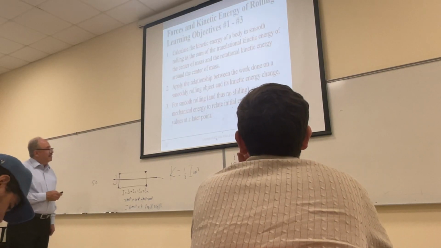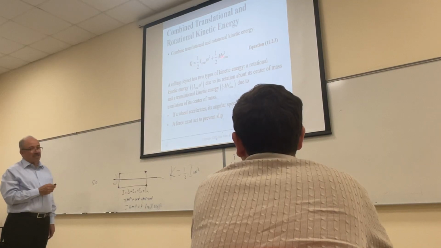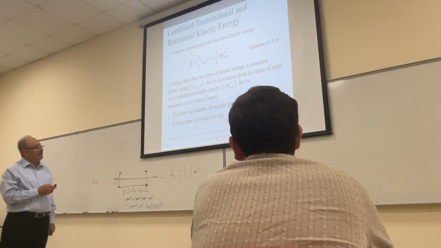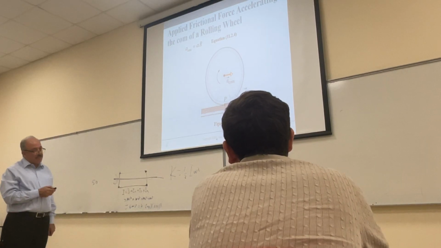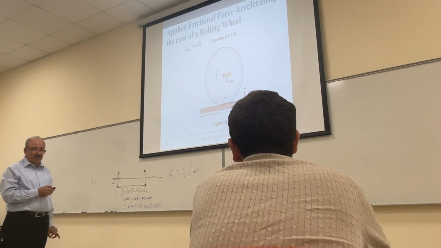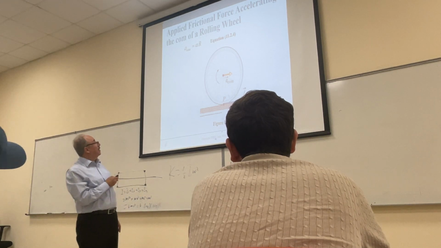Okay, let's quit this and go to rolling with energy. We talked about the energy. It has 2 energies, rotational and translational, about the center of mass. What causes the rotation is static friction, not kinetic friction. If there's kinetic friction, then it's not rolling, it's not smooth rolling. We wrote it smooth.